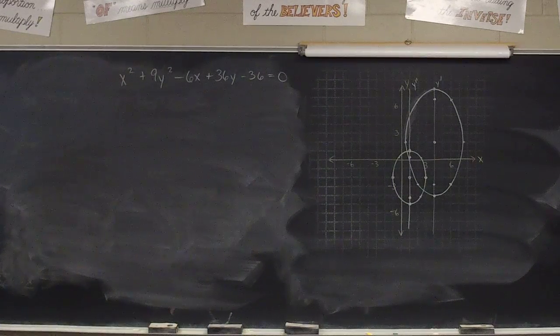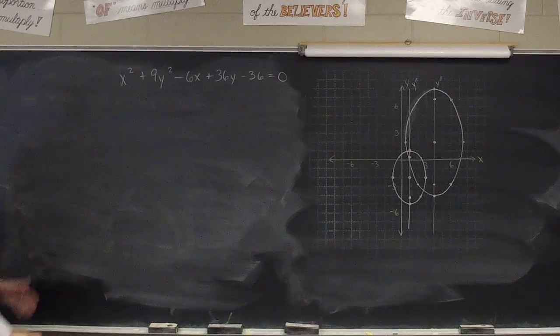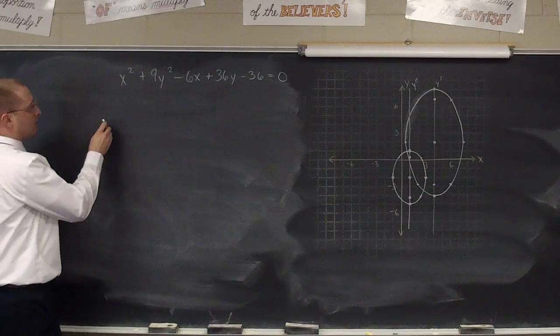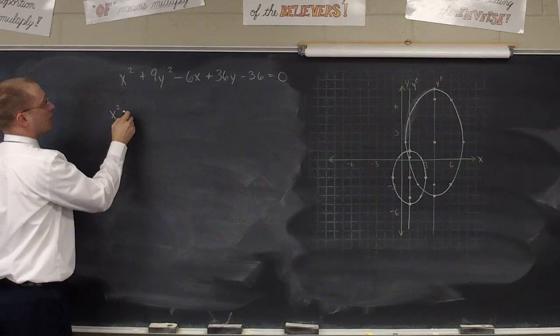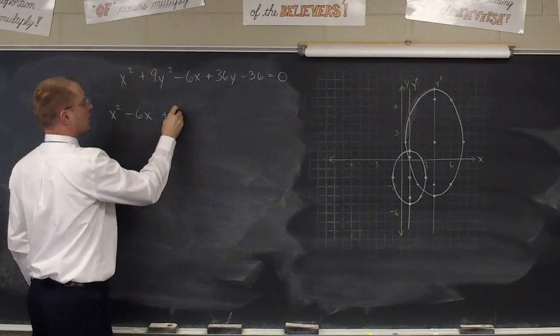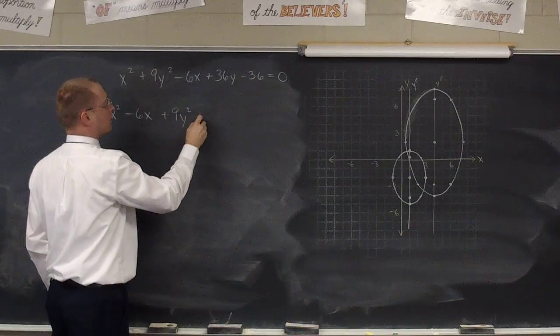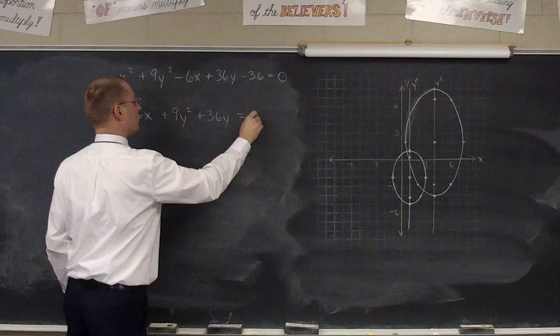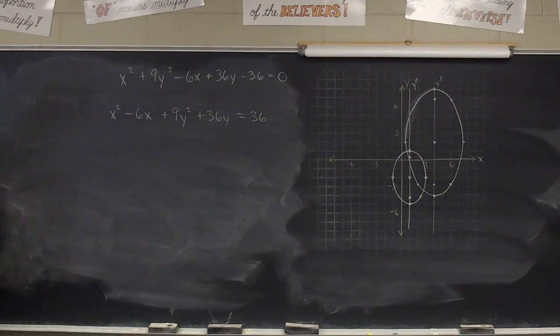All right. First things first, what we got to do? Group x's and y's. All right, so what do I write, Jamie? x squared minus 6x, 9y squared plus 36y, and equal to 36.